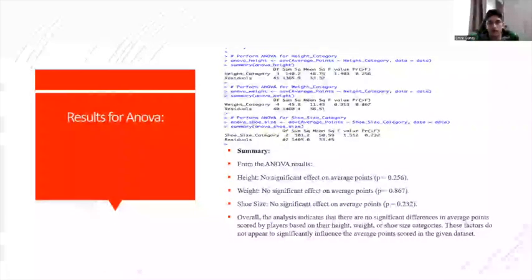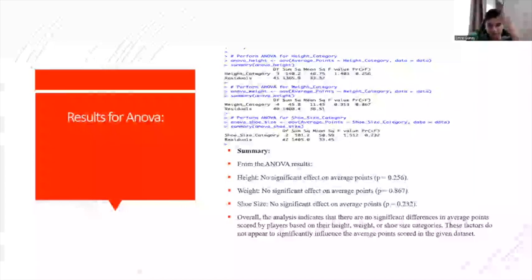Summary from ANOVA results. Age: no significant effect on average points, P equals 0.256. Weight: no significant effect on average points, P equals 0.867. Shoe size: no significant effect on average points, P equals 0.232.